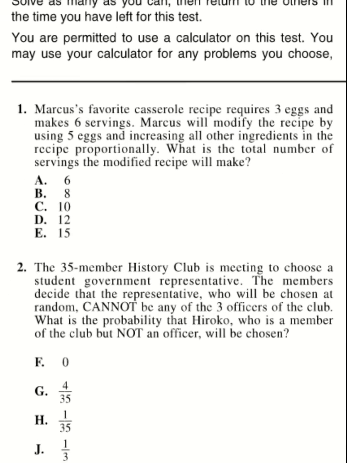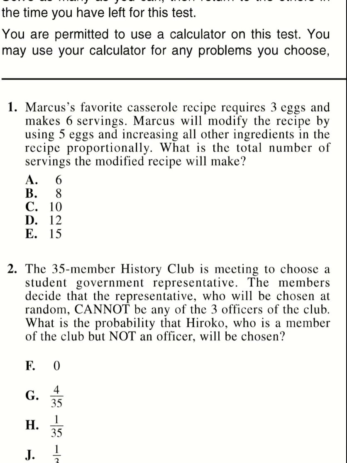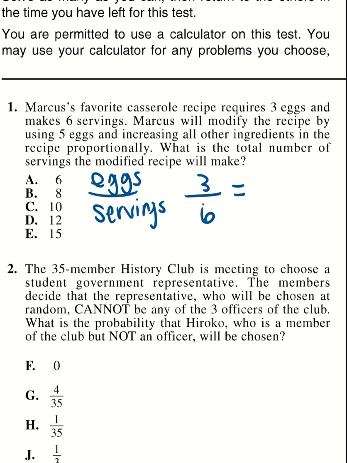So starting with number 1, Marcus is making a recipe. And when I compare the eggs for the number of servings that he's making, it takes him 3 eggs to make 6 servings. Now, one way to solve this problem is to create a proportion, but it's okay to also look for patterns, and sometimes that'll save you some time because he then is making 5 eggs and trying to find out how many servings that would be.